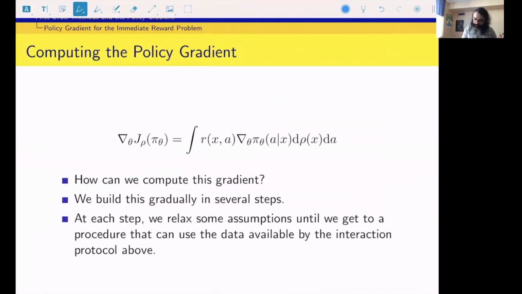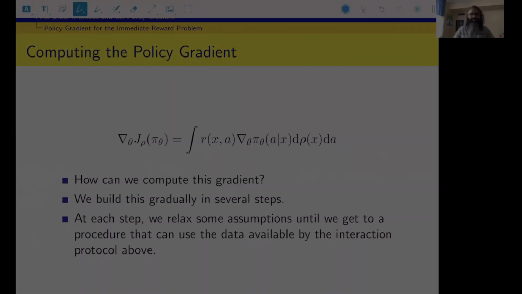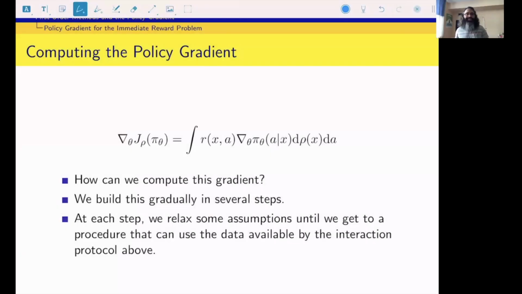Okay, so maybe we can have a few minutes of break. Now is 2, so maybe we can start around 5, 6 past 2. Okay, let's get started.